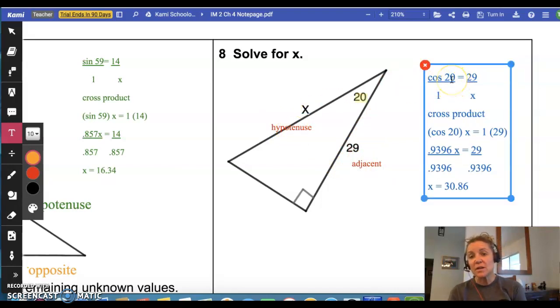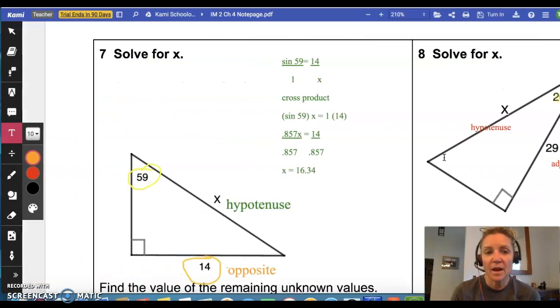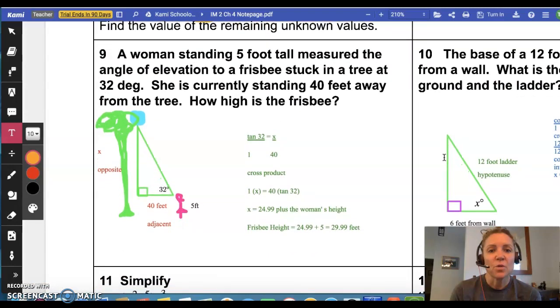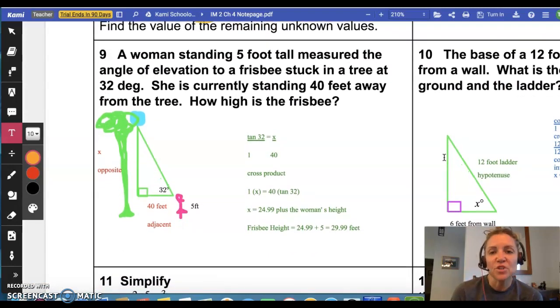So we're going to say that the cosine of 20 degrees is equal to the adjacent, so I plugged in the 29 there, over the hypotenuse, which is x, made it into a proportion again. So we solve by doing the cross product. And we have the cosine of 20 times x on the left and 1 times 29 on the right. I changed the cosine of 20 into a decimal, and it came out to 0.9396. So I divide both sides by that, and I get 30.86.